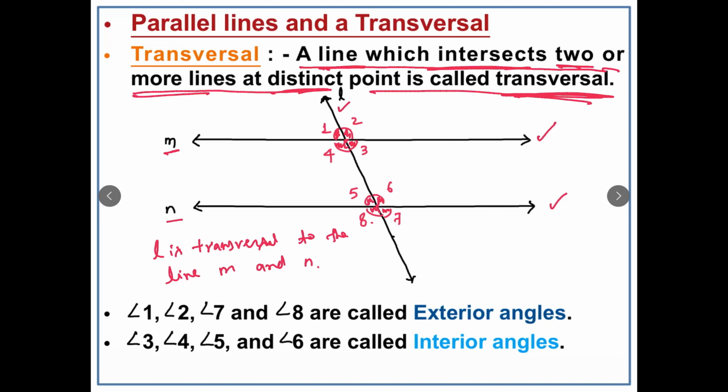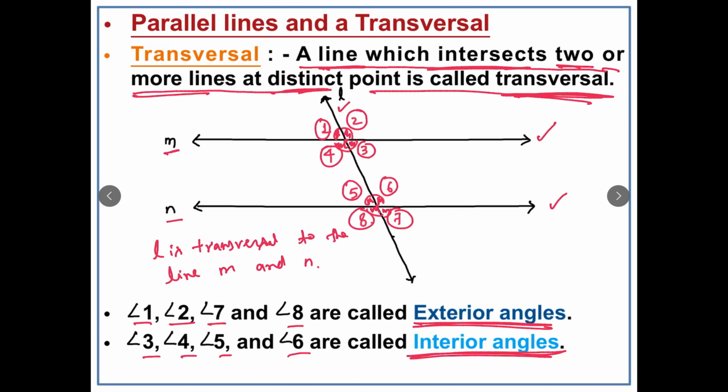The angles 1, 2, 7 and 8, which are the outside angles, are called exterior angles, which are outside of the parallel lines. The angles which are inside, that is angles 3, 4, 5 and 6, are called interior angles because these angles are between the parallel lines. They are inside the parallel lines, that's why they are called interior angles, and these 4 angles are outside of the parallel lines, so they are called exterior angles.